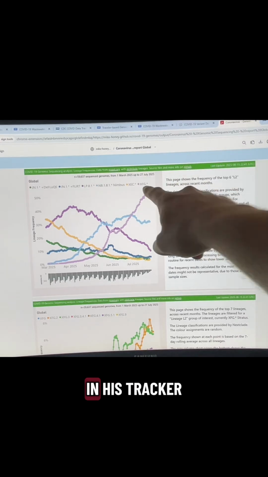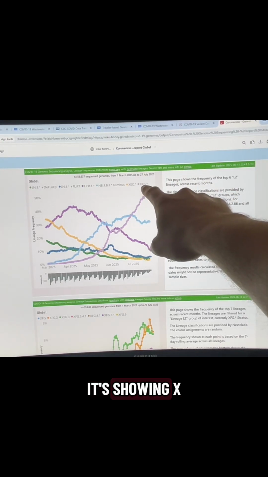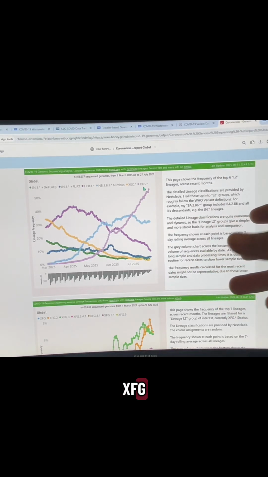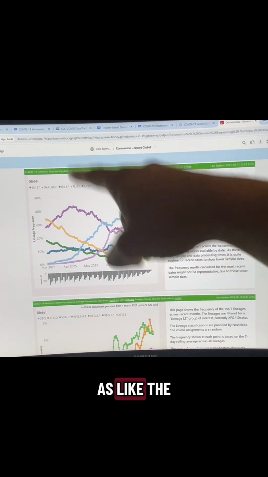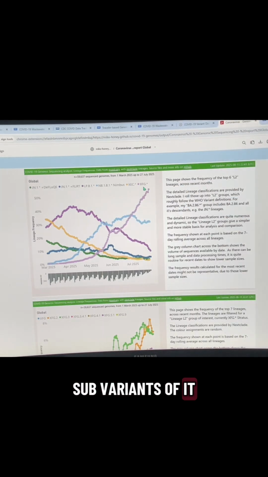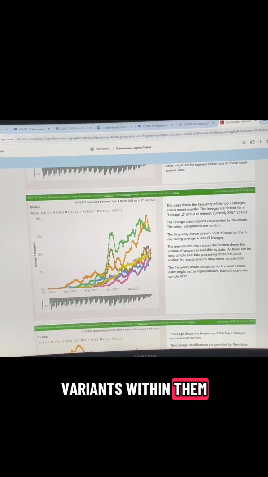We can confirm this if we look over to Mike Honey's tracker. In his tracker, it's showing XFG star, which means that there's a bunch of variants within XFG. So XFG can be used as the upper label, but knowing that we're grouping all of the different subvariants of it, and singular subvariants can be predominant and outcompete the other ones. We see that with XFG, XEC, NB 1.8.1, LP 8.1. This is showing that there's tons of subvariants within them.